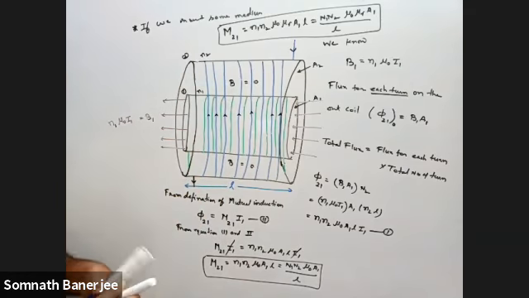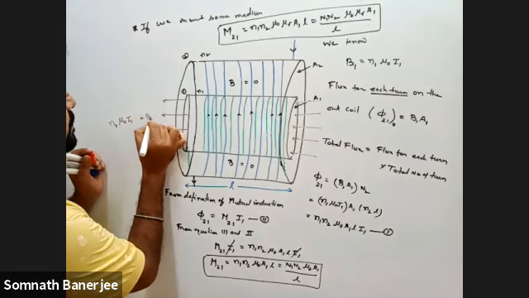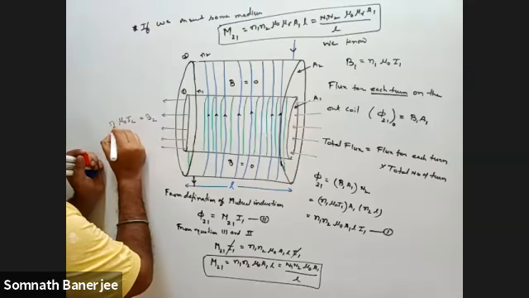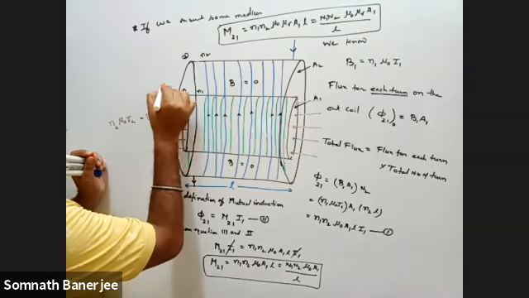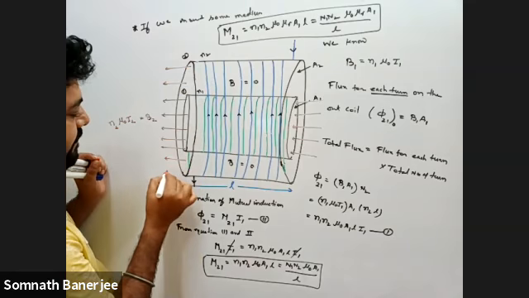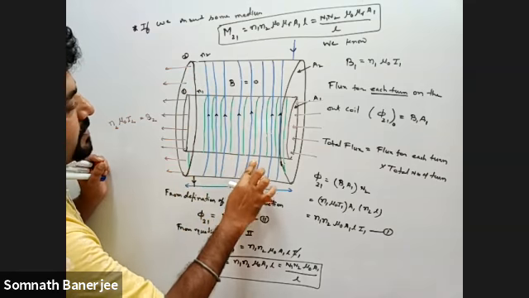So first of all, what happened? Your magnetic field is B2, and here you write I2, here you write N2, and the magnetic field is like this. So now this one is not zero.